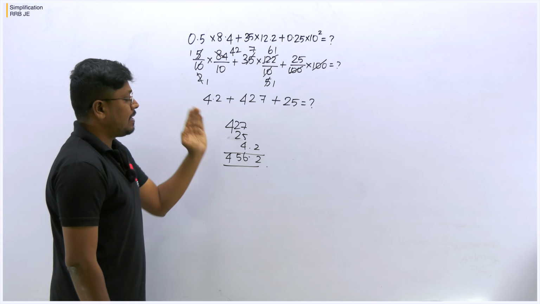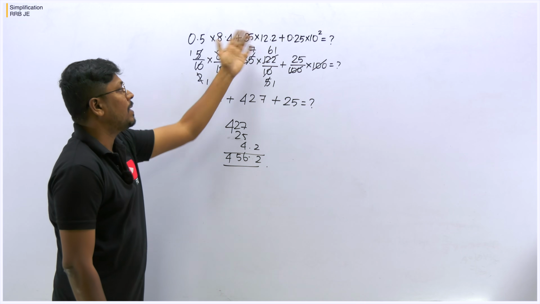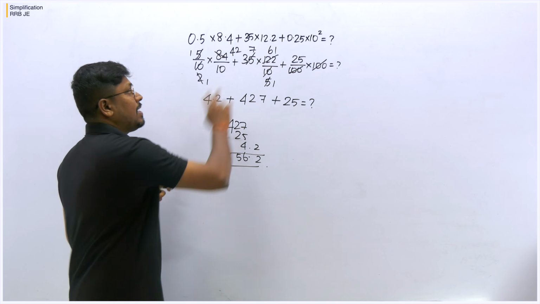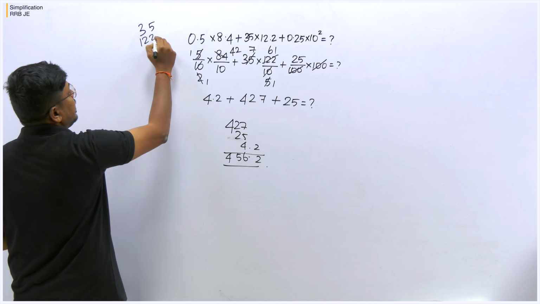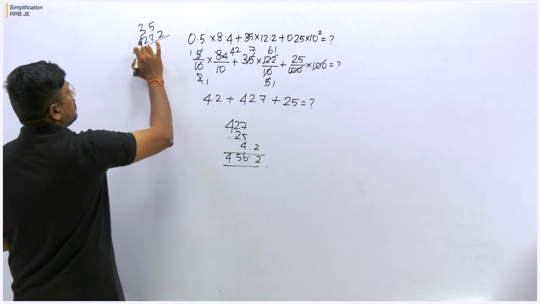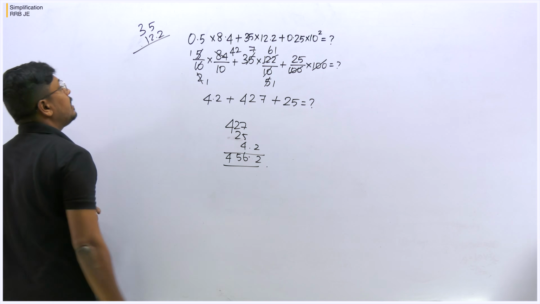So yes, many students usually ask whether I can always do it like this or whether they can multiply and solve. Yes, it is your wish. Either you can multiply the numbers, but there is a chance, like 35 into 12.2. If you multiply it like this and you are strong in mathematics, then you can definitely do it.